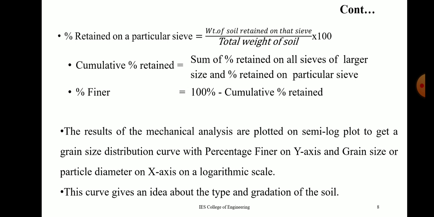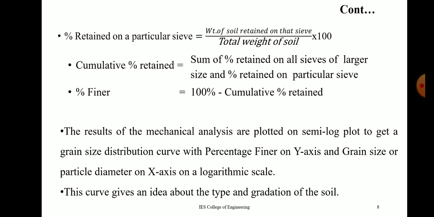Here we go through some equations used for sieve analysis. Percentage retained on a particular sieve is equal to weight of soil retained on that sieve divided by total weight of soil into 100. Cumulative percentage retained is equal to the sum of percentage retained on all sieves of larger size and percentage retained on the particular sieve. Percentage finer is equal to 100 percent minus cumulative percentage retained.